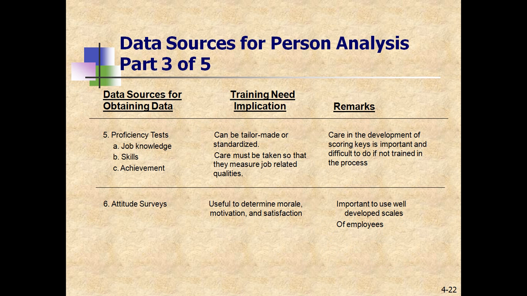Proficiency tests must be focused on job-related qualities of the person being analyzed. One extremely important indicator of a root cause is often the attitude. That includes morale, motivation, and job satisfaction of employees. Attitude surveys can be used to capture these dimensions.